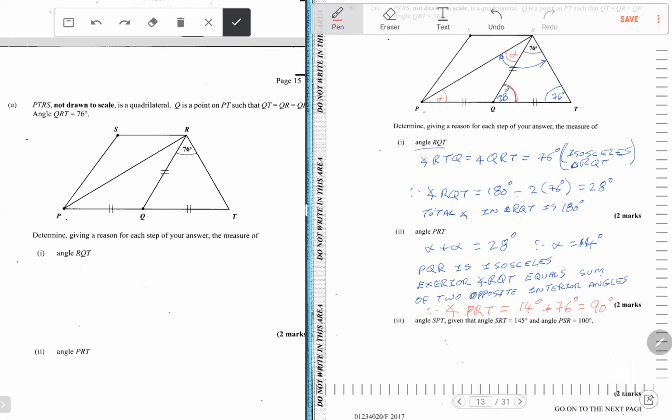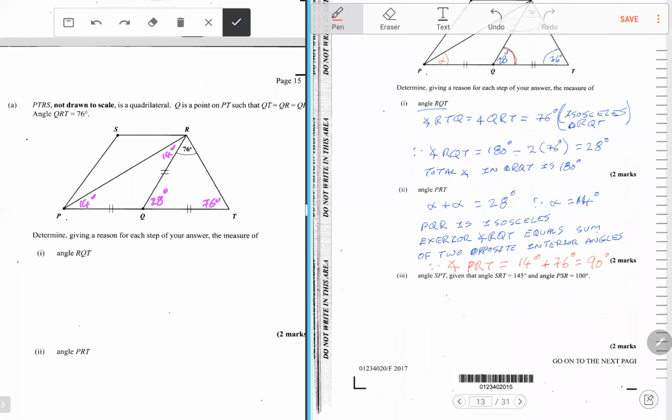All right, let's put the angles that we know over on this side, so we can use them. Yeah, so we know that this angle is 14. This angle is 14. This angle is 28. This angle is 76. That's all we know so far. All right. That's what this wants us to find. The next part now says angle SPT.